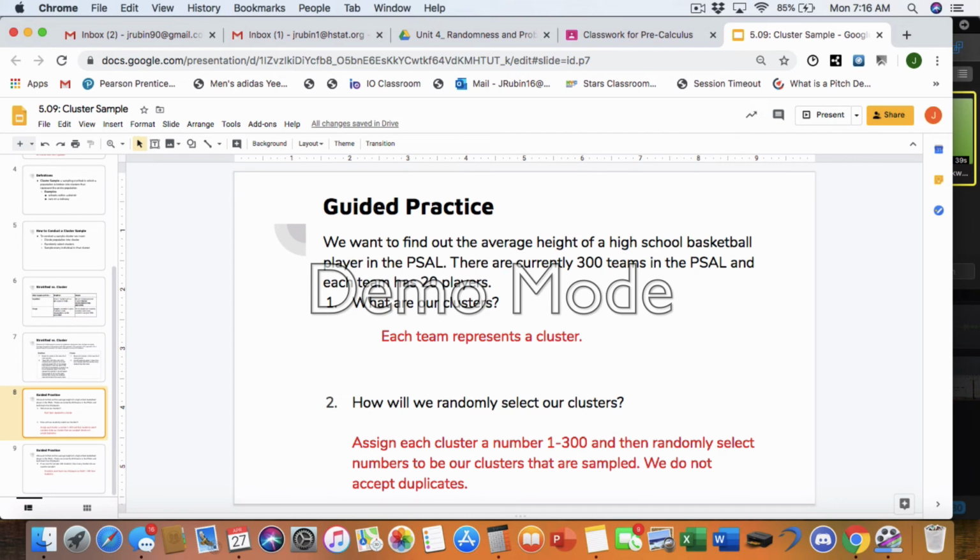All right, so let's look at the guided practice example. We want to find out the average height of a high school basketball player in the PSAL. There are currently 300 teams in the PSAL and each team has 20 players. So what would the clusters be in this case? Well, you'd want each team to be a cluster. To randomly select your clusters, you'll assign each a number, 1 to 300, because there are 300 teams. Randomly select numbers to be those clusters. We do not accept duplicates, the reason being we don't want to sample the same team twice.